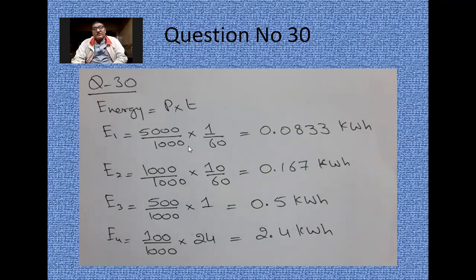So for A, 5,000 divided by 1,000 to convert it to kilowatts, multiplied by 1 divided by 60, and you will get the final answer 0.0833 kilowatt hour. The B option is 1,000 divided by 1,000 times 10 divided by 60, and the answer will be 0.167 kilowatt hour. C will be 500 divided by 1,000 multiplied by 1, and that will be 0.5 kilowatt hour. And the fourth one is 100 divided by 1,000 multiplied by 24, and that will be 2.4 kilowatt hour.